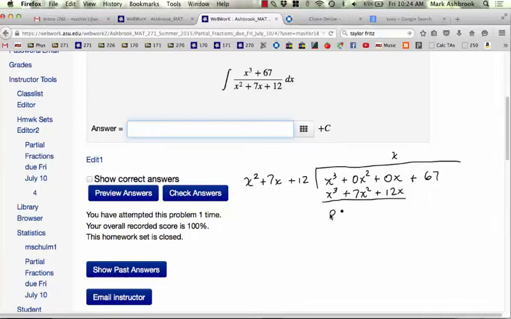Subtract. It's 0. Negative 7x squared. Negative 12x. Please check my work. Bring down 67. We've got x squared. We need minus 7x squared. So minus 7. Minus 49. Minus 84. Subtract. We're going to get plus 37x and plus 151.